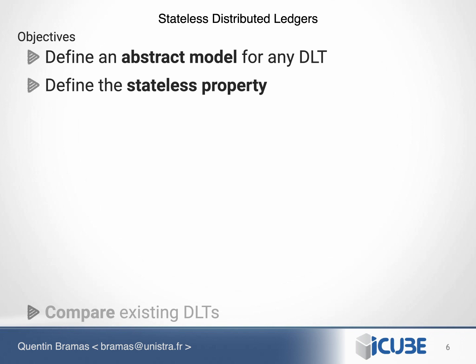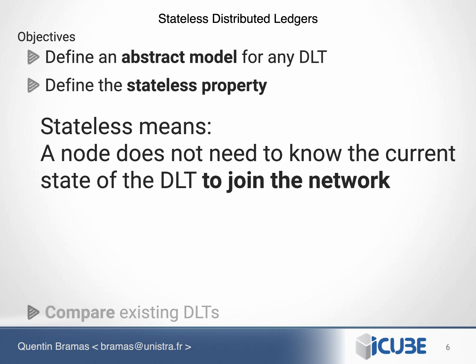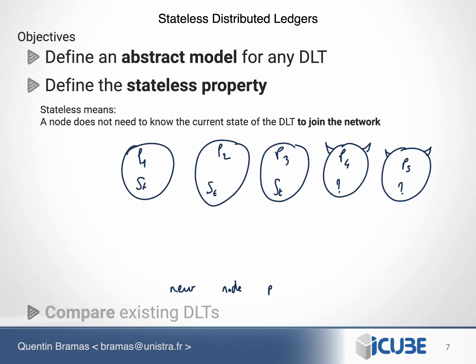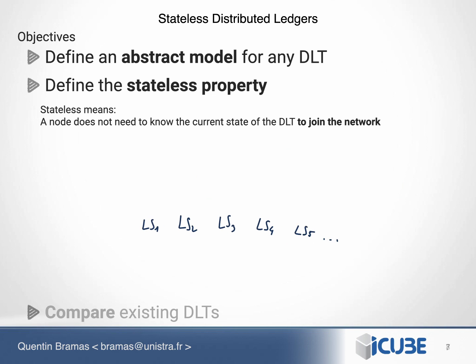So now we are ready to define the stateless property. Stateless means that a node can join the network without already knowing the current state. In other words, the current state can be verified using only the initial state. So when a node joins the network, each correct node in the current network sends the current state of the DLT. But a malicious node can send an arbitrary state.